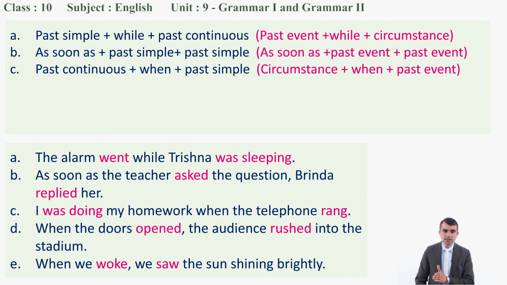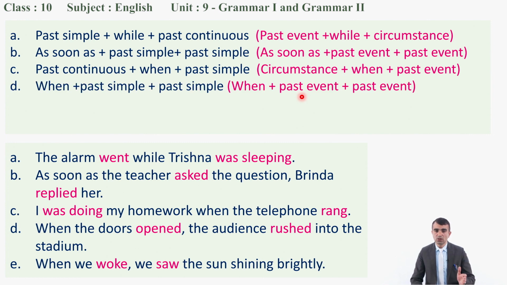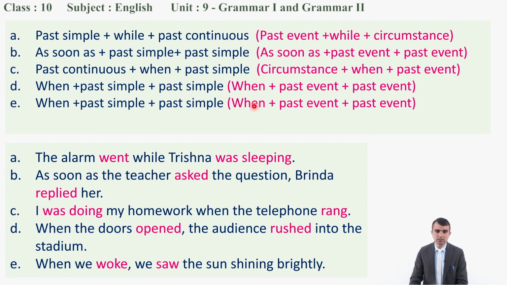In the same way, C, past continuous and then when, again past simple, that is circumstance, when, past event. Now statement D, here when plus past simple plus past simple, that is when, past event, past event. And then again in E the same, isn't it? When, past simple, that is when, past event, past event. So remember here, event and circumstance, identify them and use them correctly. Okay, good. Let's do others.